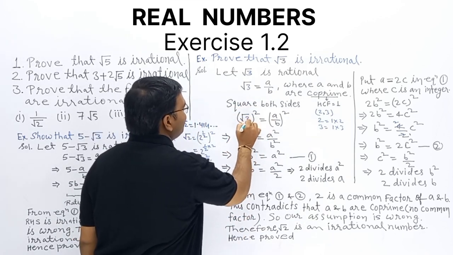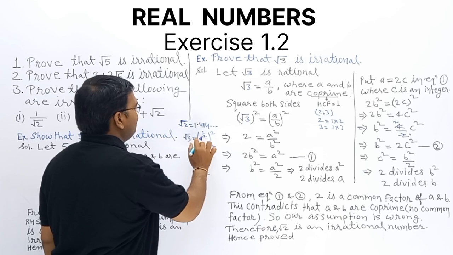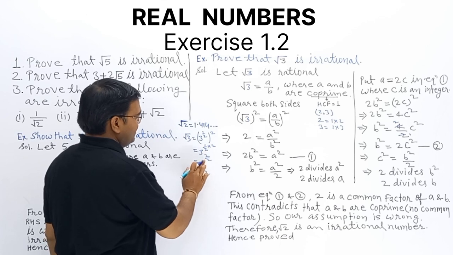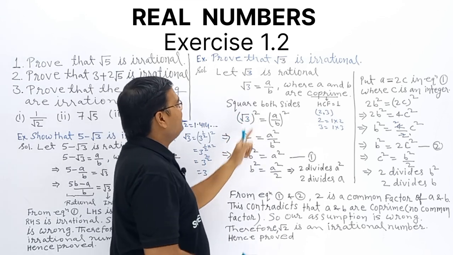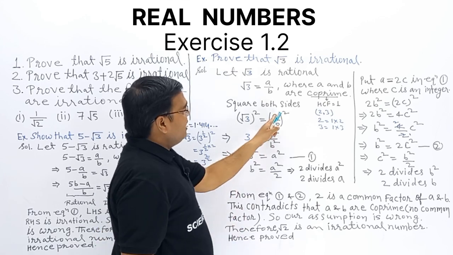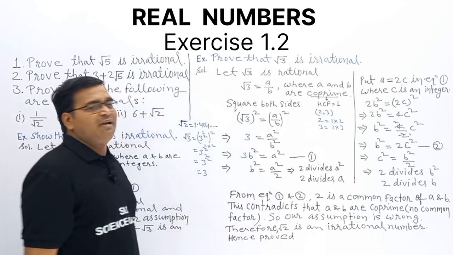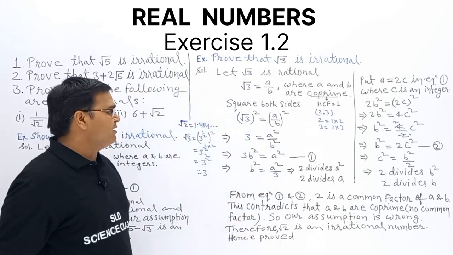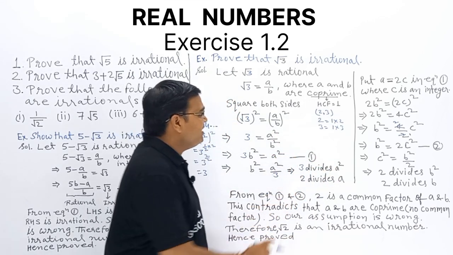Now we are going to square this. Squaring means the power half is removed, so this will be converted like this, and we are getting 3. So the square root of 3, whole squared, will be 3. Clear? Now a squared upon b squared as it is. Now we are doing this: there will be 3b squared, then there will be a squared. From equation 1, what can we say? 3 divides a squared. So 3 divides a.